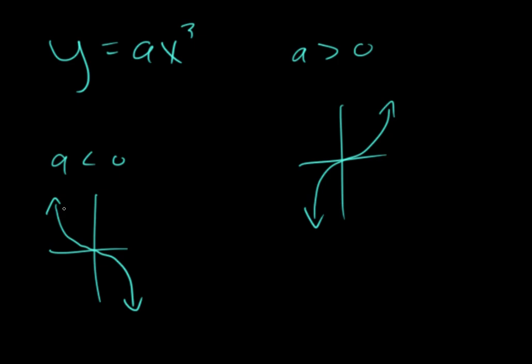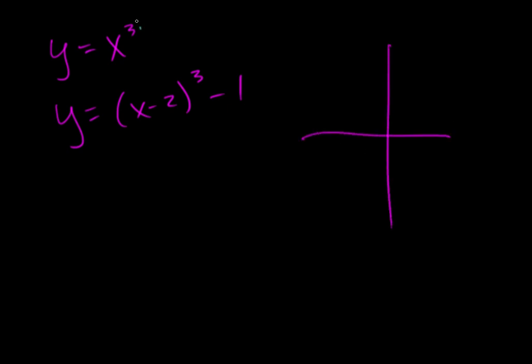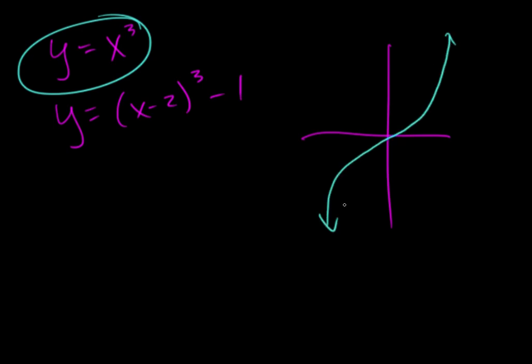And all the other transformation stuff just kind of applies. So let's jump into an example and just see how it goes. So if we're thinking of the original function being y equals x cubed, they want us to graph y is equal to (x minus 2) quantity cubed minus 1. So what we're going to do, we're going to start by drawing this function. Since the a out in front is technically a 1, that's positive, so we're going to get a function that looks kind of like this.